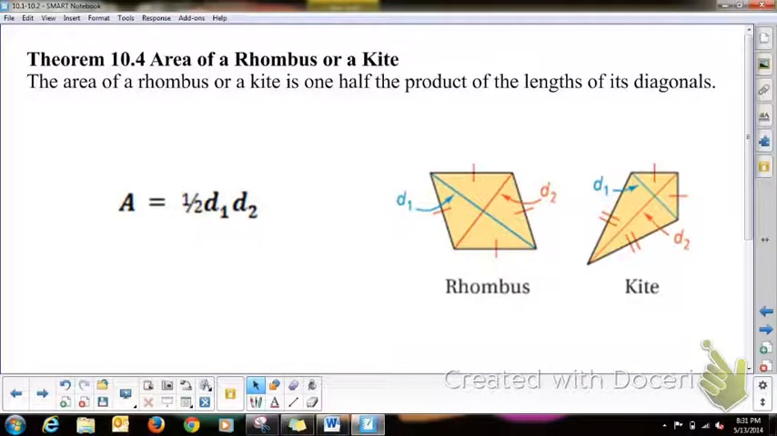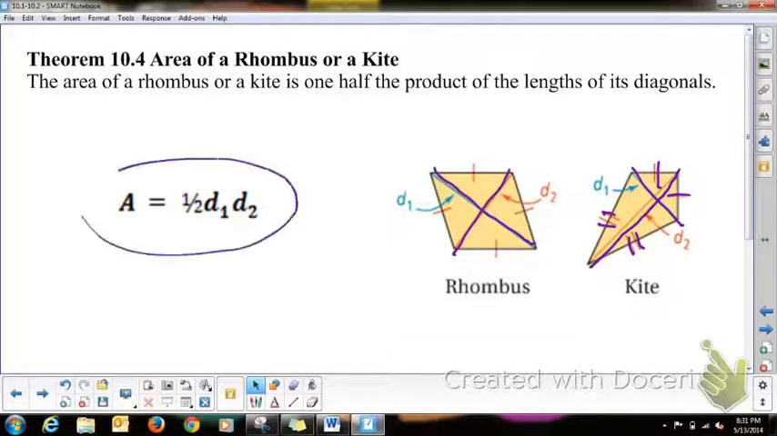Lastly, we're going to talk about area of a rhombus or kite. Remember, a rhombus is a square that somebody squished. It's got 4 congruent sides, and the lines that connect the non-adjacent vertices are called the diagonals. And a kite is a quadrilateral where the adjacent sides are congruent. And again, those lines that connect the non-adjacent vertices are called the diagonals. So for the area of both of these, you use the same formula: 1/2 of diagonal 1 times diagonal 2.